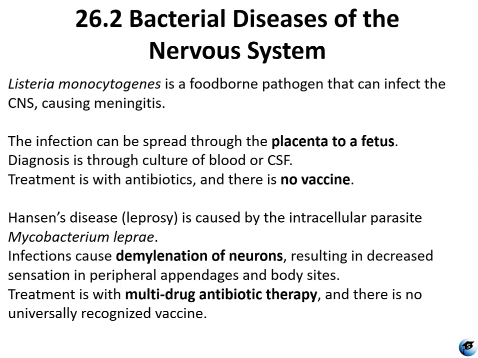Listeria monocytogenes. Listeria monocytogenes is a foodborne pathogen that can infect the central nervous system, causing meningitis. The infection can be spread through the placenta to a fetus, and diagnosis is through culture of the blood or the cerebrospinal fluid. Treatment is with antibiotics, and there's no vaccine.